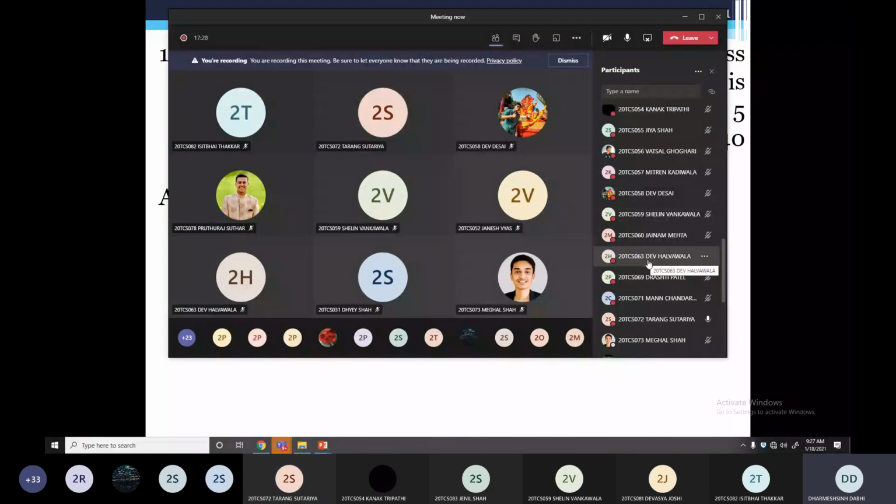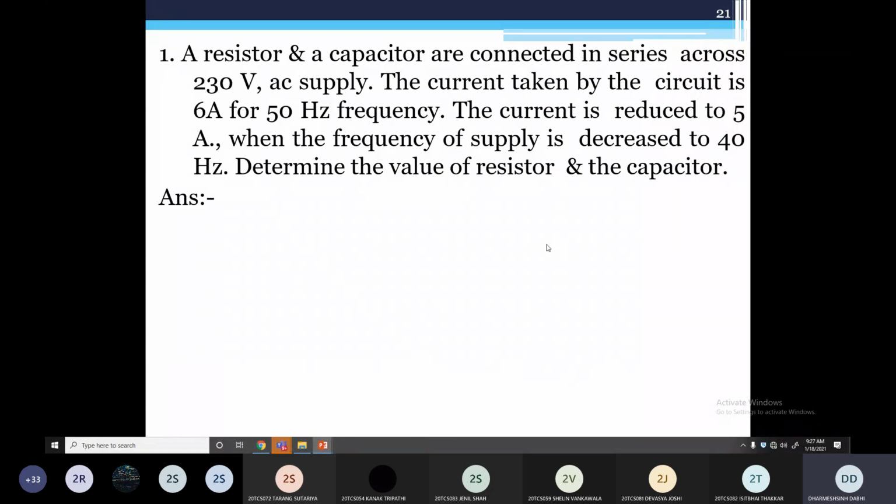Okay, no problem. Yes, anyone else? Have you calculated this example? No? Okay, let's start calculating this example.